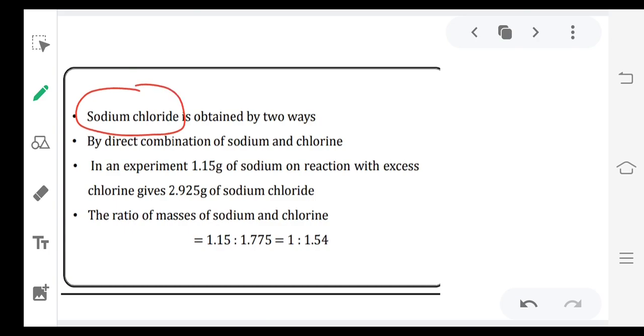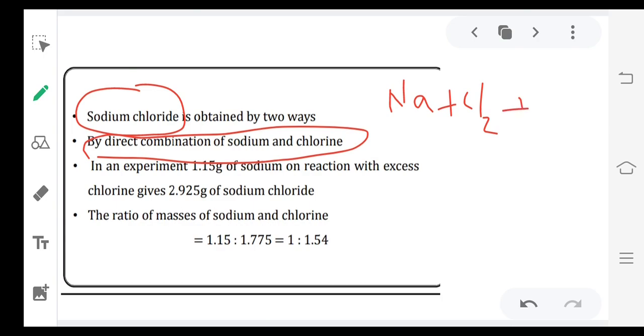In sodium chloride, we are going to calculate the sodium to chlorine mass ratio. Sodium chloride is obtained in two ways. So we have prepared sodium chloride by two different methods. One is by direct combination of sodium and chlorine. So that is Na plus Cl2 gives NaCl.